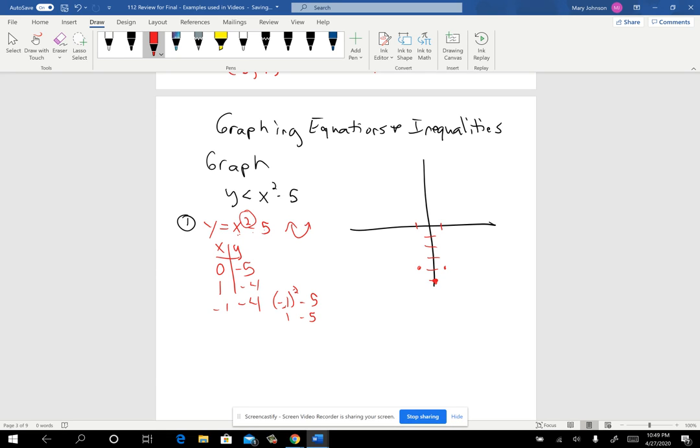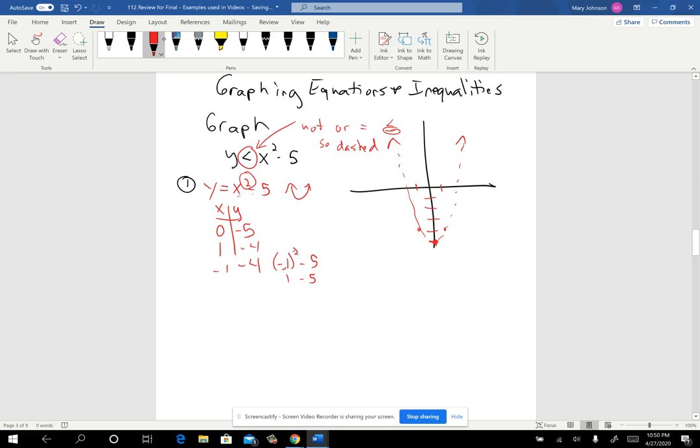Now, before you actually draw it, you need to look at how this is not equal to, okay? Not or equal to, right? It's not this, okay? So dashed. Kind of remember that dashing versus making it solid. So we're going to come in here and we're going to dash it. Okay, so that's supposed to be a dashed parabola showing you the boundary. These are the boundary between the points that work and the points that don't work.